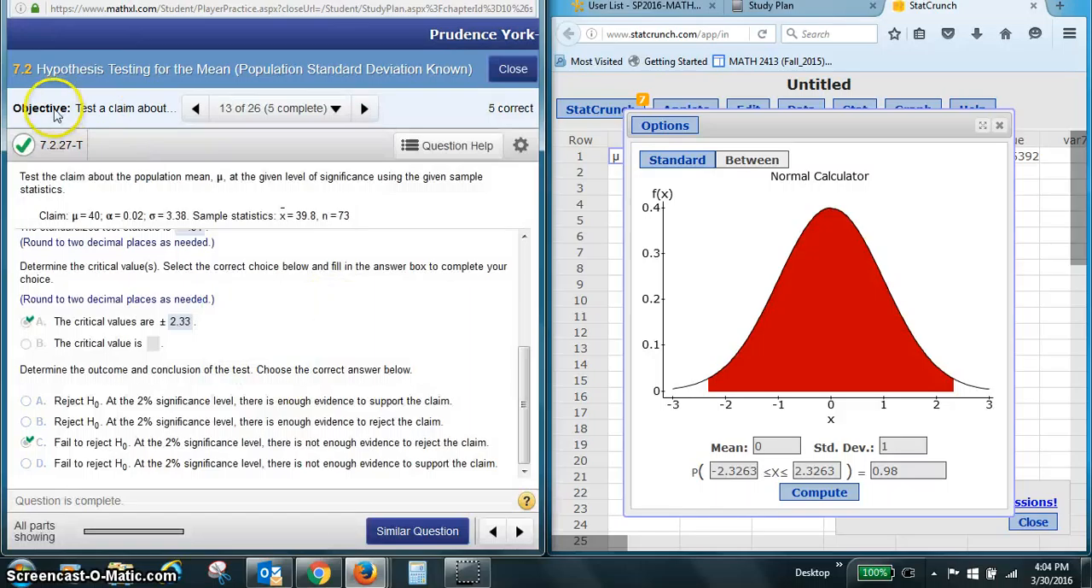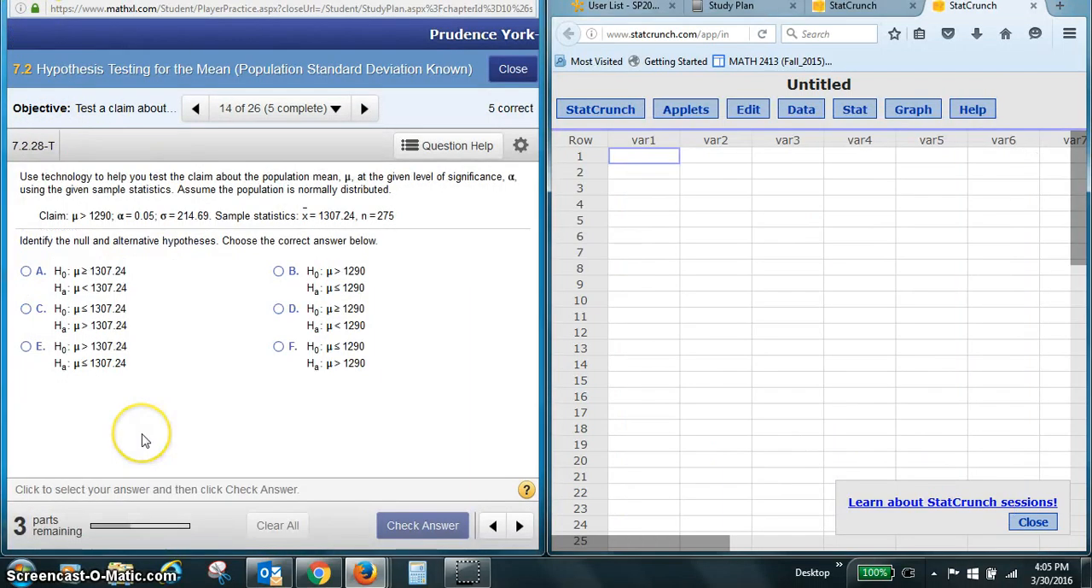And we're ready to go to another question. We're going to look at one more question while we're looking at section 2. It says use technology to help you test the claim about the population mean mu at the given level of significance alpha using the given sample statistics. Assume the population is normally distributed.